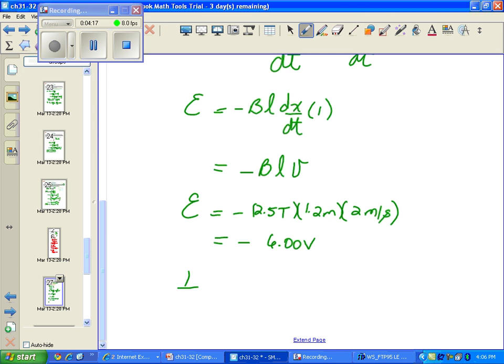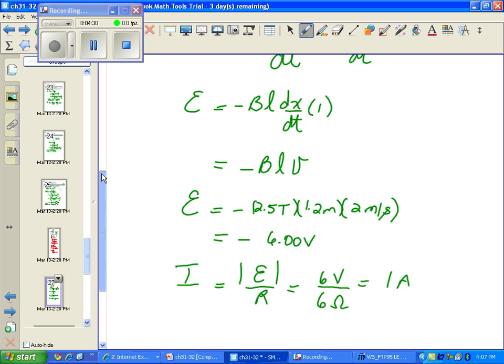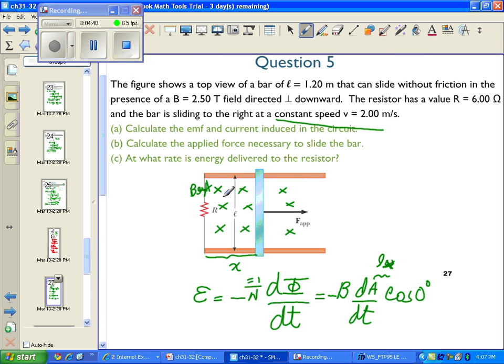The current will be given by Ohm's law, where we now only consider the magnitude of the EMF. And so that magnitude is 6 volts. The resistance is 6 ohms. And so our current here is simply 1 amp. In part B, we're asked to calculate the applied force necessary to slide the bar.